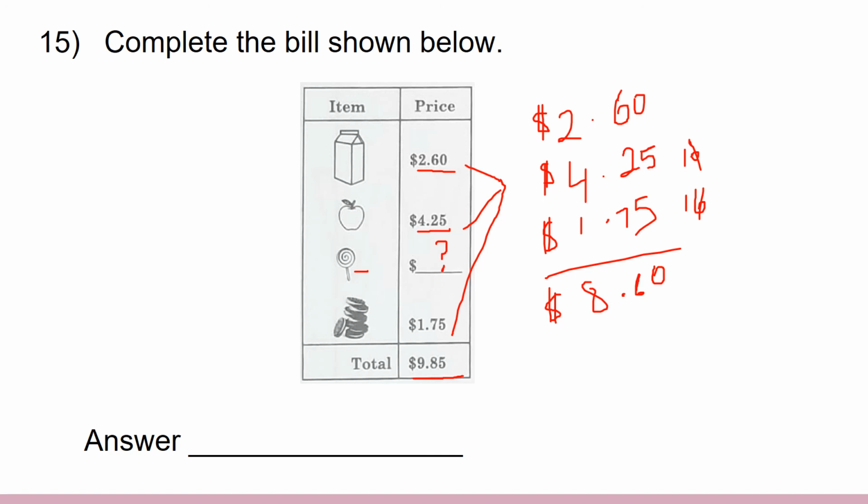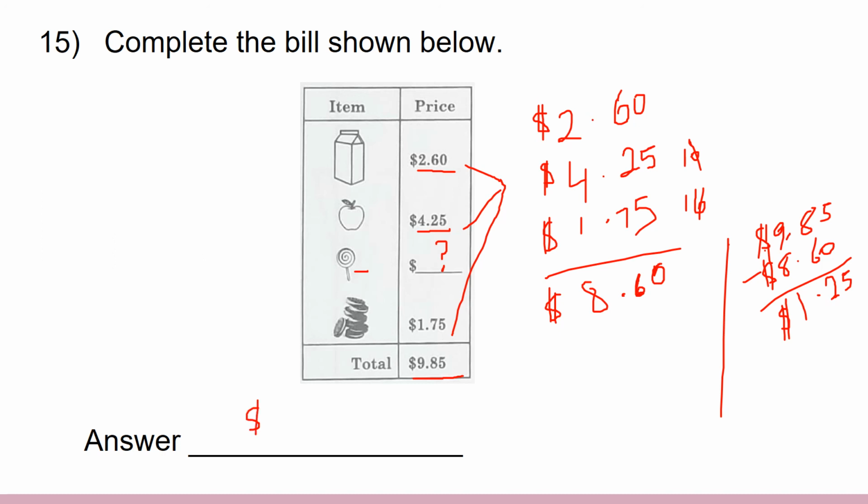All we need to do is subtract $8.60 from $9.85. So $9.85 is the total, and we're going to subtract $8.60 from this. 5 take away 0 is 5, 8 take away 6 is 2, 9 take away 8 is going to give us 1. So we're getting a difference of $1.25.